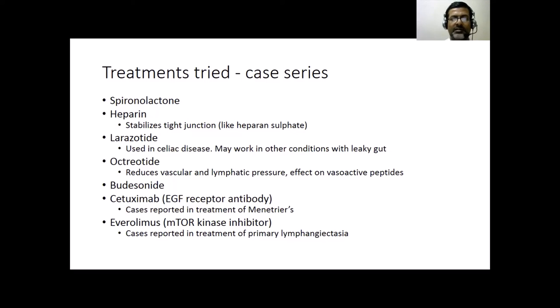Budesonide, of course, is a bowel-specific steroid. If you have a primary inflammatory pathology of the bowel, that can be used. Cetuximab is an EGF receptor antibody that's been reported to be useful in many trials. Everolimus has been reported to be useful in the treatment of primary lymphangiectasia. But I really have experience only using octreotide and everolimus.